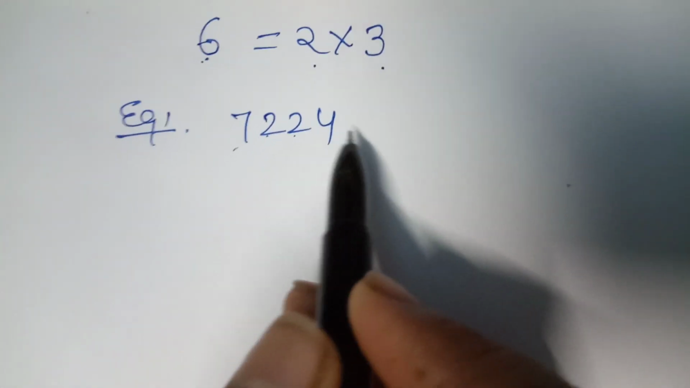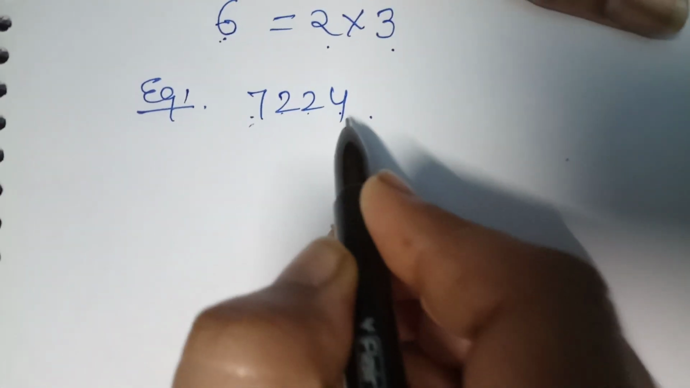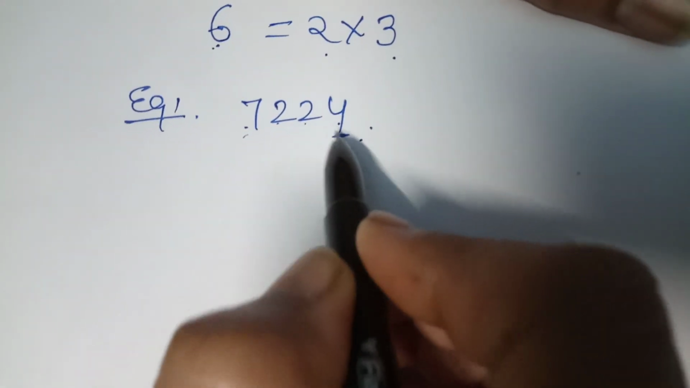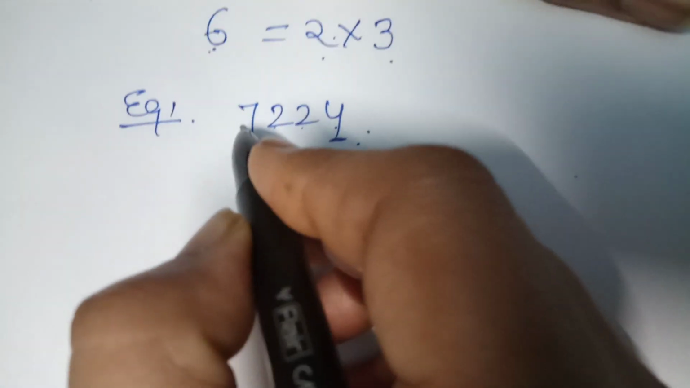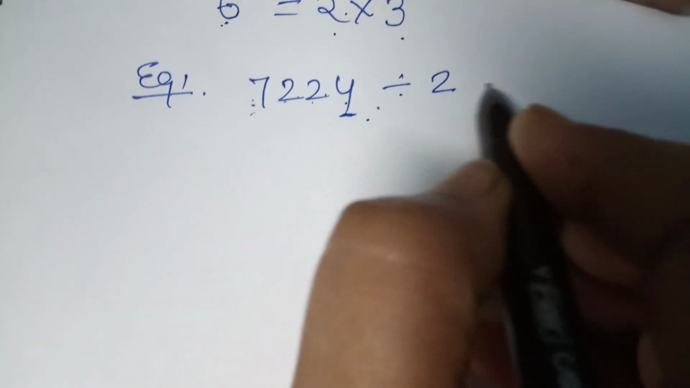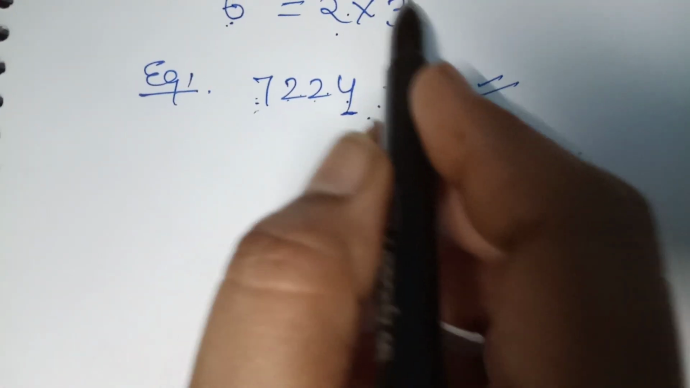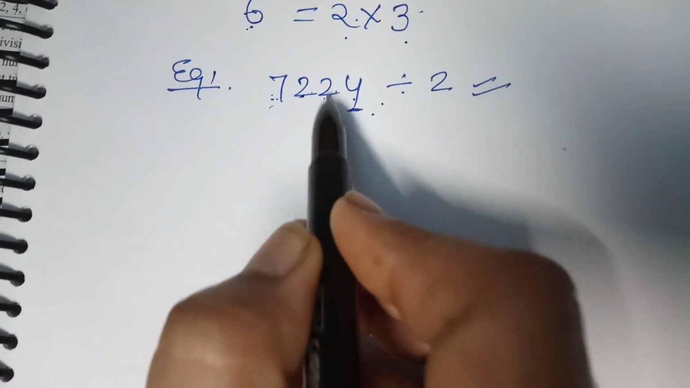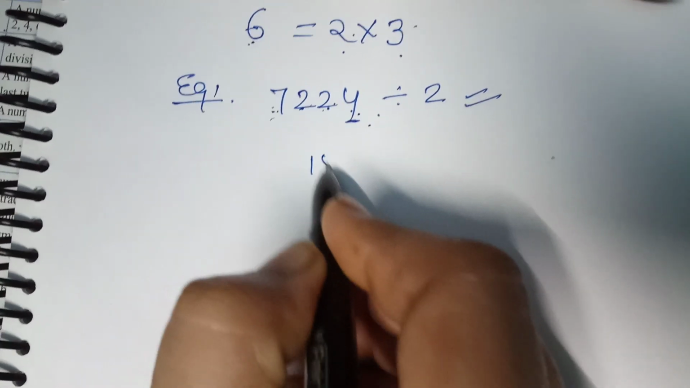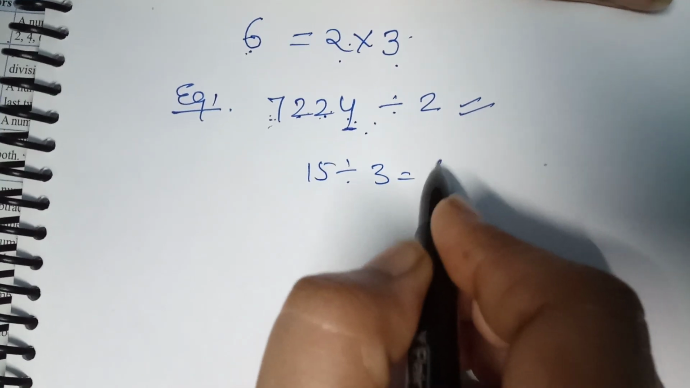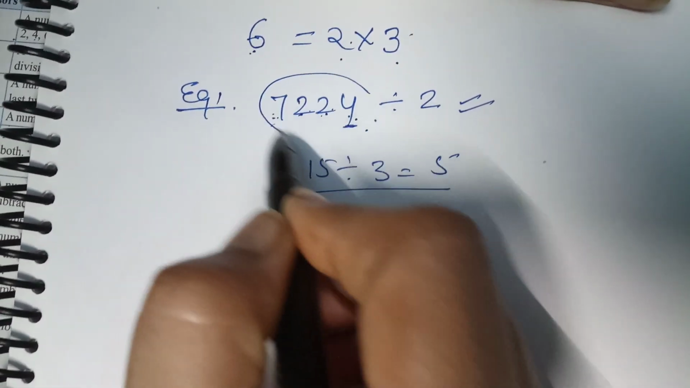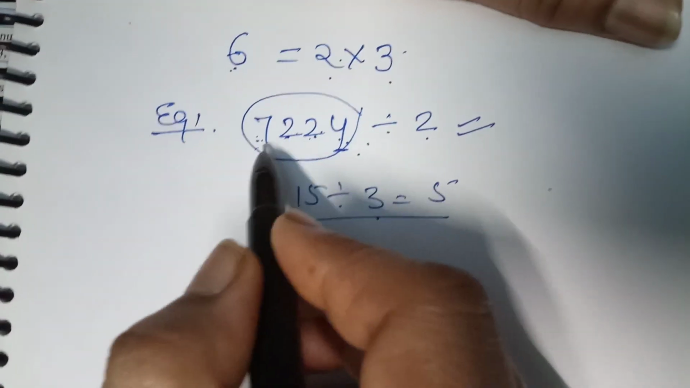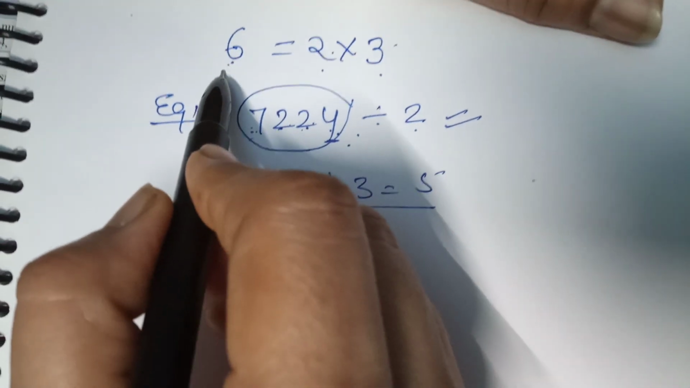Like 7224. The last digit is 4, so this is an even number, and an even number is divisible by 2. So 7224 is divisible by 2 completely, right? Now check for 3. 7 plus 2 is 9, 9 plus 2 is 11, 11 plus 4 is 15. And 15 is divisible by 3 completely, right? So this given number is divisible by 2 as well as 3. So this number is definitely divisible by 6 also.